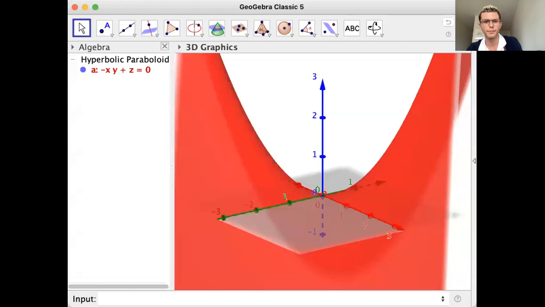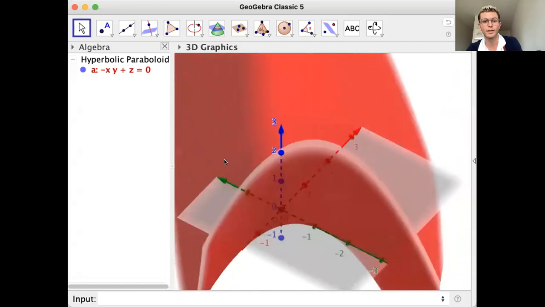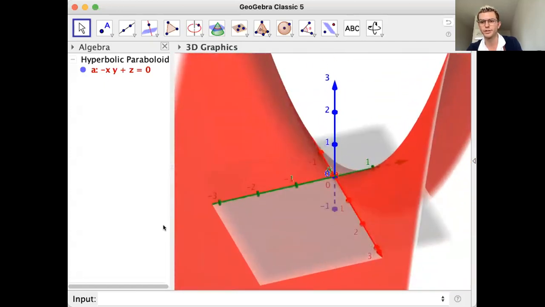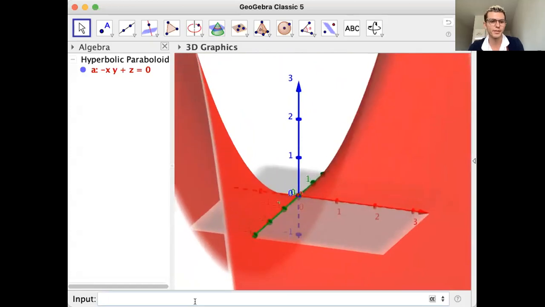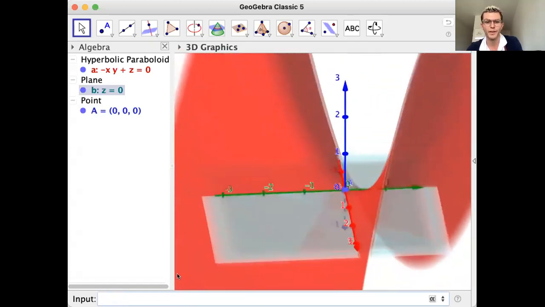I don't know if everyone sees the animation. This is actually the graph of z equals x times y. So this is the graph of that function. And the critical point is at 0, 0. This is where the critical point is. And if you look at the tangent plane, it's actually z equals 0. So you can see it clearly from here.